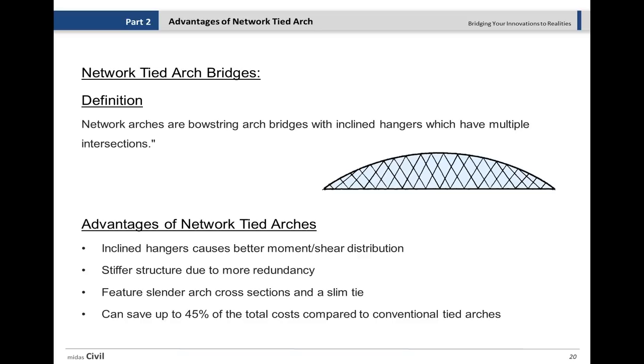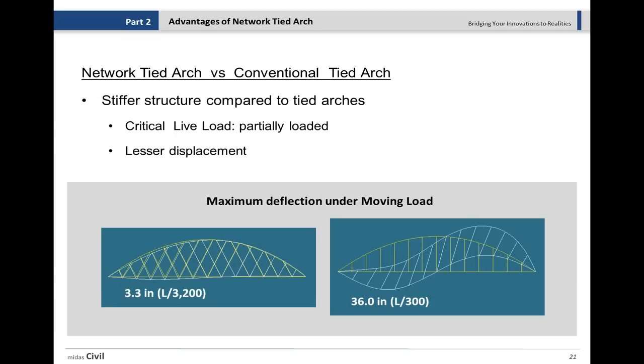Also, if these bridges are designed correctly, or in the best way, they can save up to 45% of total cost compared to conventional type arches, which is a pretty huge saving. So let's zoom in here and talk more about the stiffness and the characteristics of network tied arches.